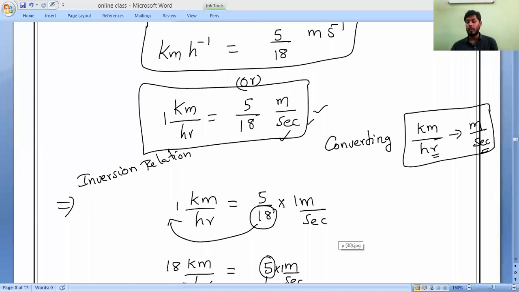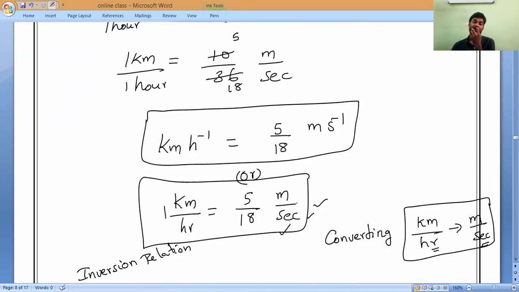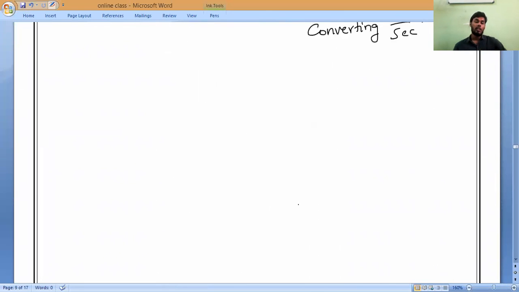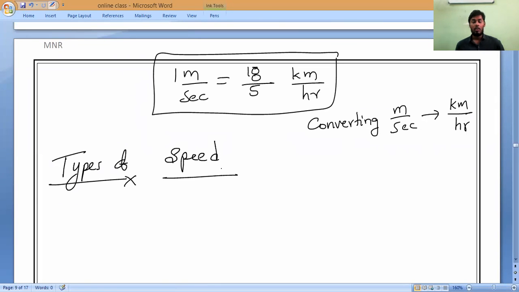Now this is all about speed, the units of speed, and the relationship between kilometer per hour and meter per second. Any doubt, guys? No doubt? That's fine. So if you understand this, next we are going to study types of speed. What is that, guys? Types of speed.